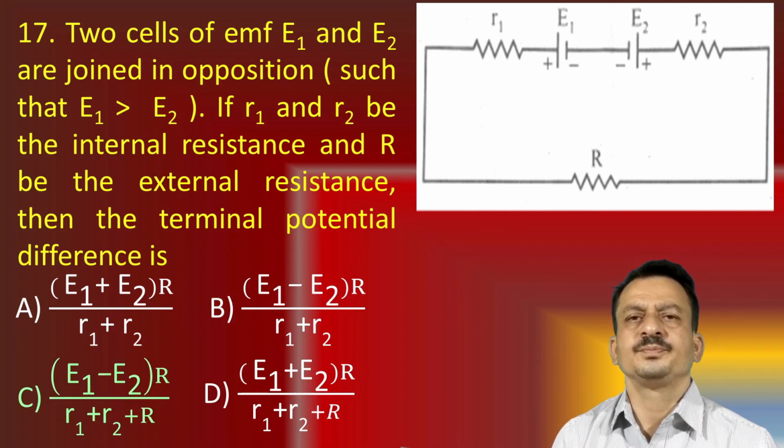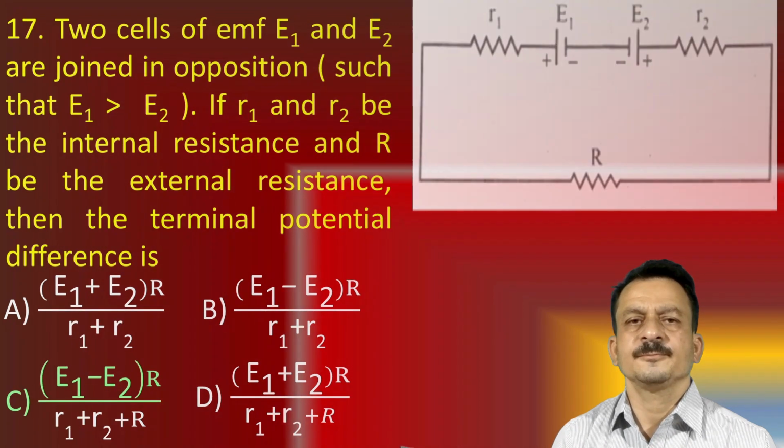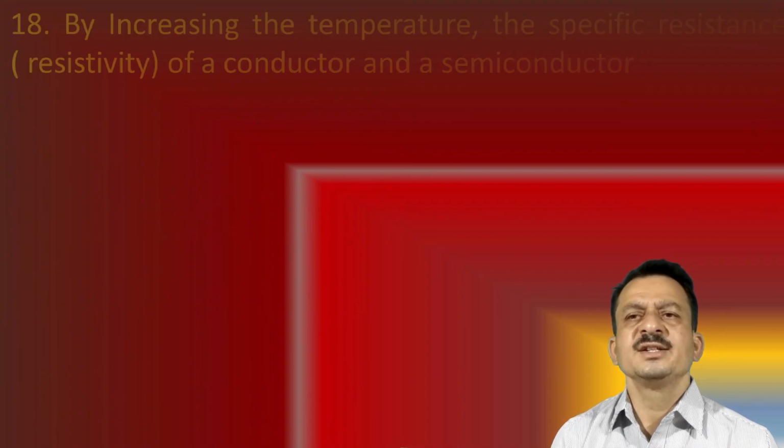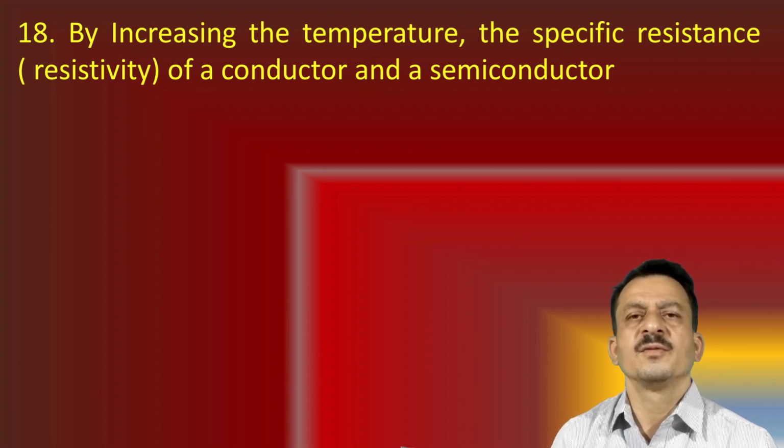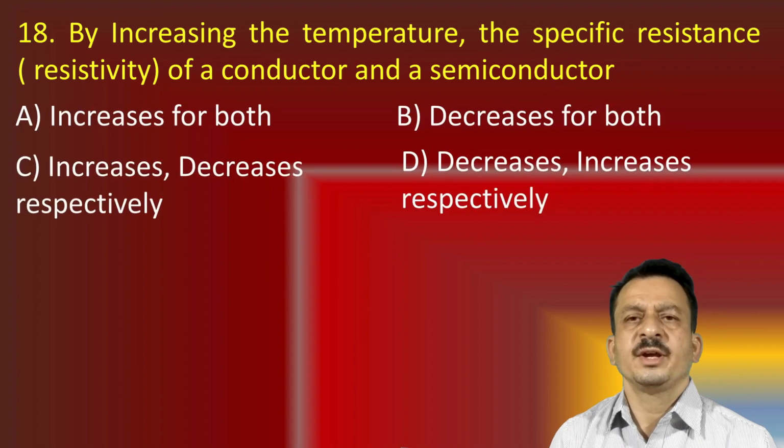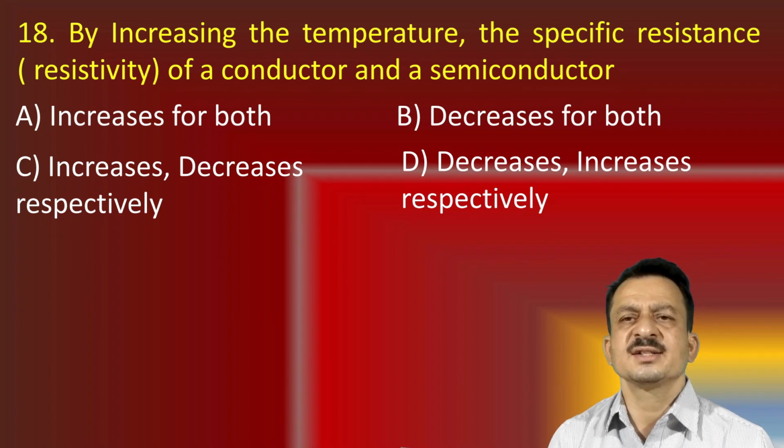Next problem. By increasing the temperature, the specific resistance or resistivity of a conductor and a semiconductor. Options: A, increases for both; B, decreases for both; C, increases and decreases respectively; and D, decreases and increases respectively.